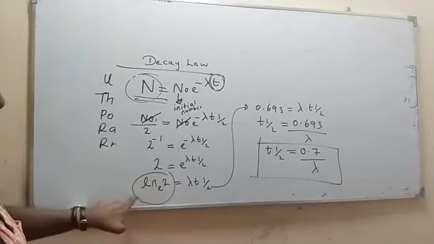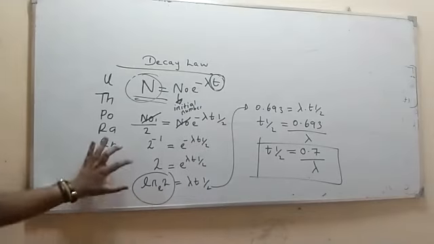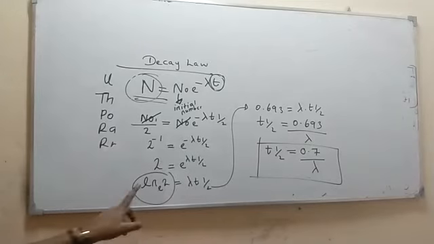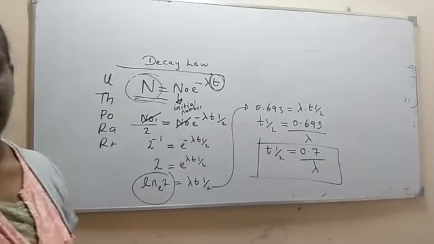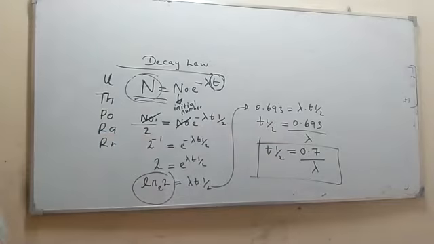This e I am taking down. Then ln 2 to the base e is lambda into t half. This is the natural logarithm, the base e, not to the base 10. Then that value, 0.693, is lambda into t half. Therefore, t half is equal to 0.693 divided by lambda. Therefore, t half is equal to 0.7 divided by lambda. Now we have calculated an expression for t half. Half-life time is equal to 0.7 by lambda.